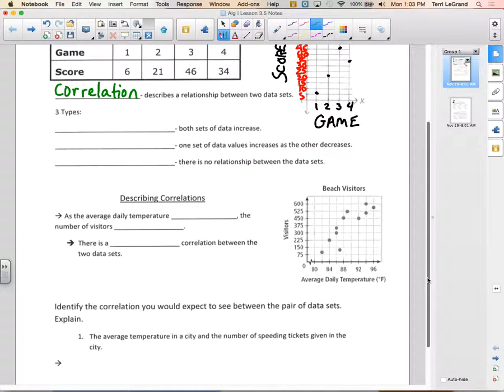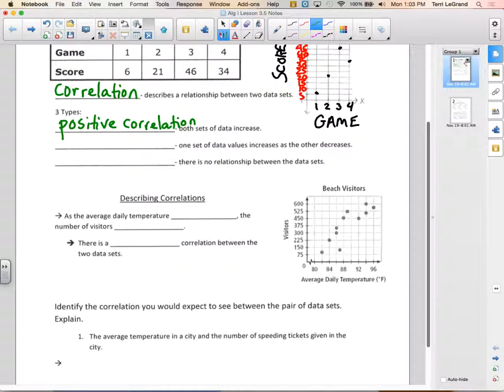Okay. So there are 3 types of correlation. When both sets of data increase, or in other words, as you move across the x-axis, the y values also go up, what kind of correlation is that called? Go ahead, Riley, I'll let you have that one. Positive. That one's positive correlation. So as one increases, so does the other.